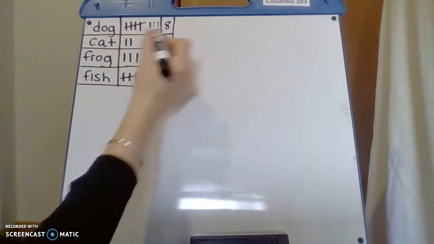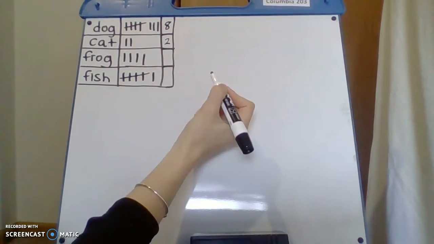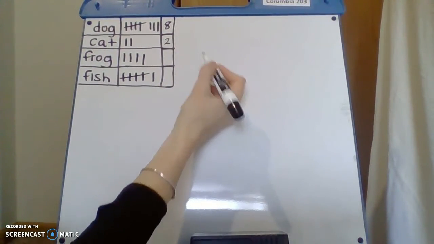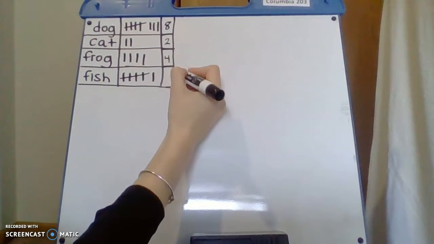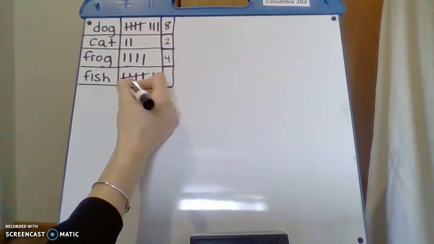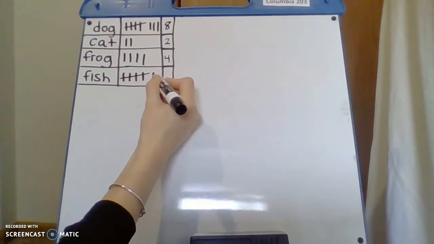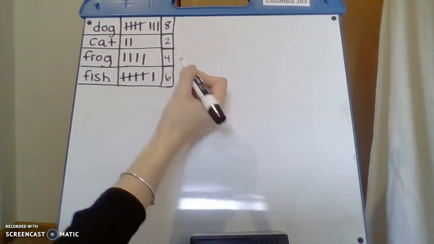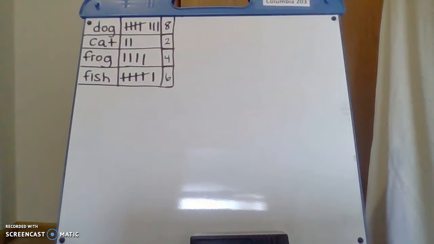Cats have 1, 2. Frogs is 4. And fish is, again, a bundle of 5, then count by ones. 5 plus 1 is 6. So those are the numbers there. Now we're going to make our bar graph, or our picture graph.